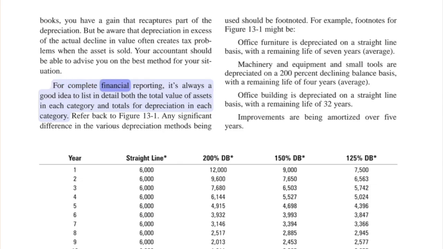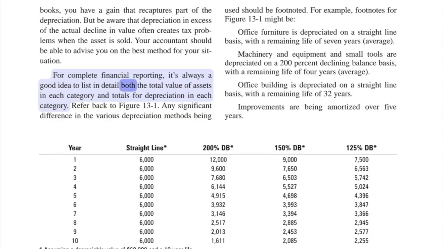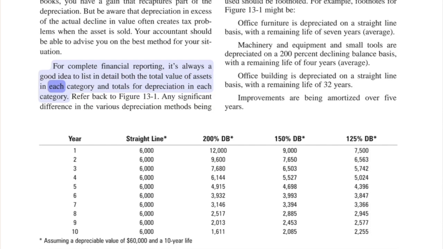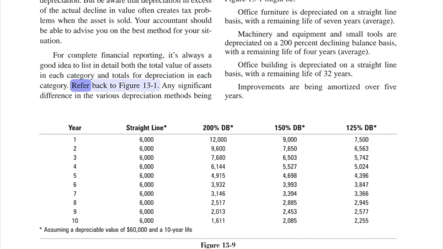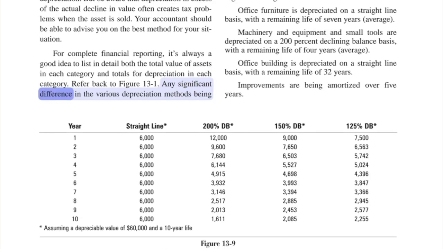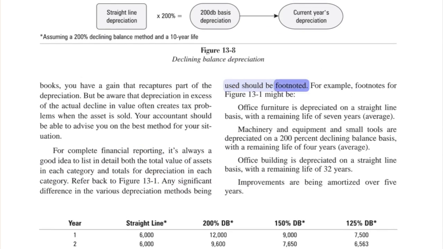For complete financial reporting, it's always a good idea to list in detail both the total value of assets in each category and totals for depreciation in each category. Refer back to Figure 13-1. Any significant difference in the various depreciation methods being used should be footnoted.